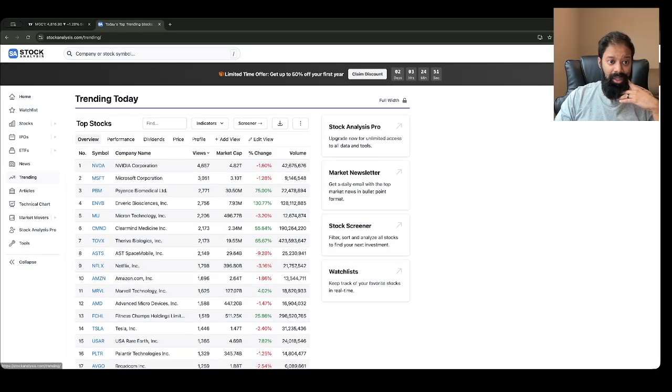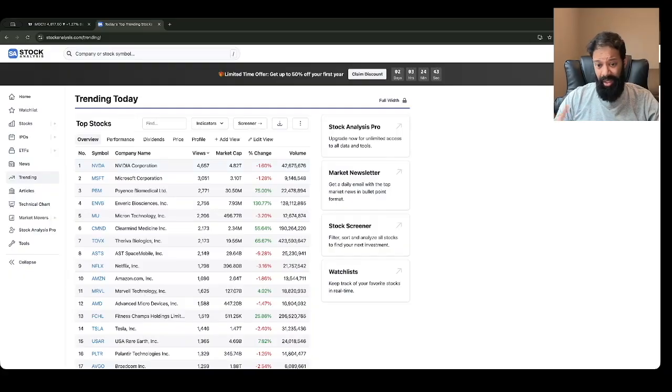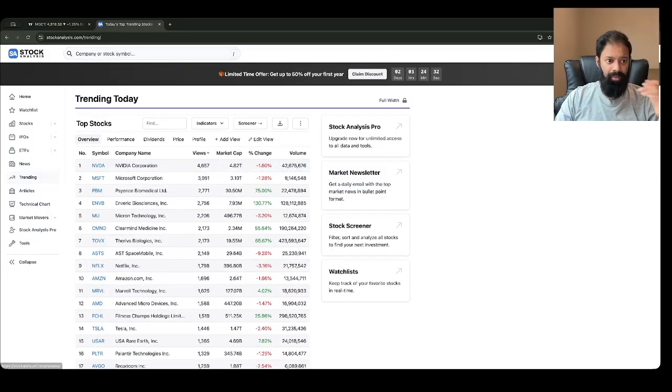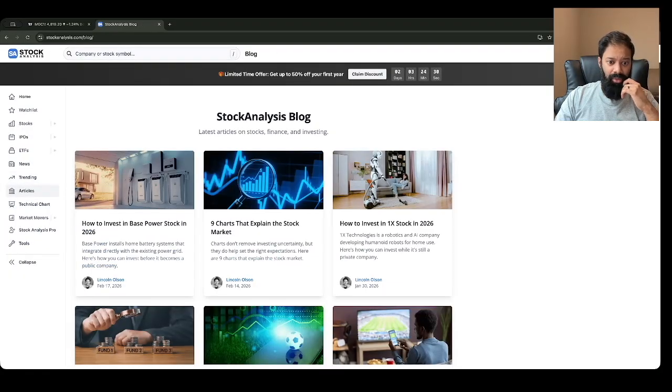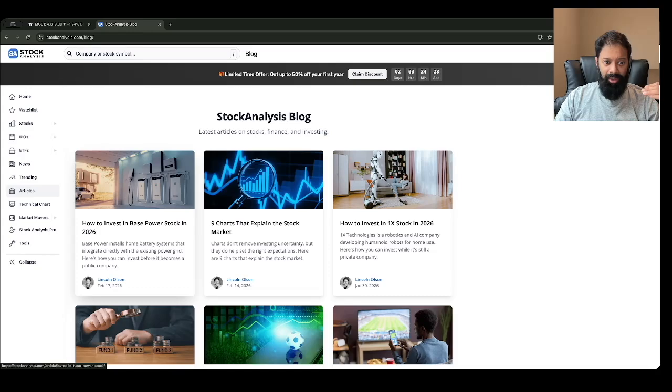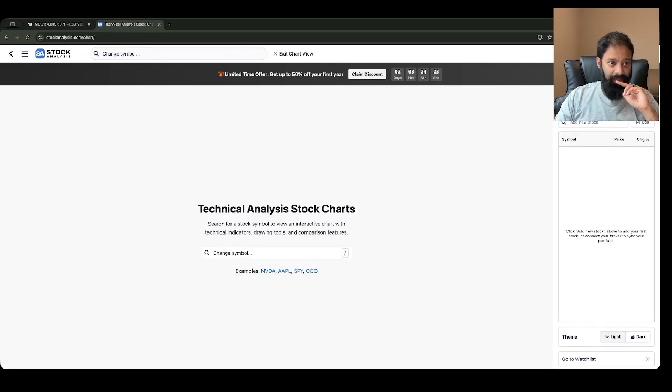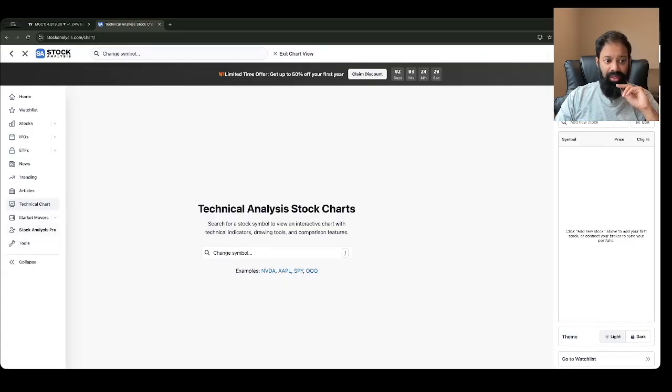Then you have your trending stocks for the day. You can see what's moving. I don't really use this because I'm not a trader per se of stocks, so I don't really use this tab, but I could see how this could be very useful for traders and swing traders trying to make money short term. You have articles, much more in-depth things on the market, stocks, things like that. Technical charts, market movers, and stock analysis pro.